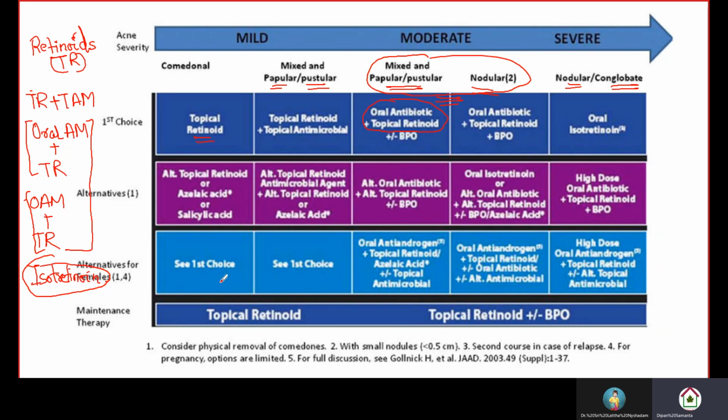So this table is very much crowded, and many things are written in a complex way. Just remember, the first drug that we have is topical retinoids, then topical retinoids plus topical antimicrobials, then topical retinoids are fixed, so topical antimicrobials can be changed to oral antimicrobials. It will be more systemic. And at last, isotretinoin. That's it. Just point number 1, point 2, point 3, point 4.